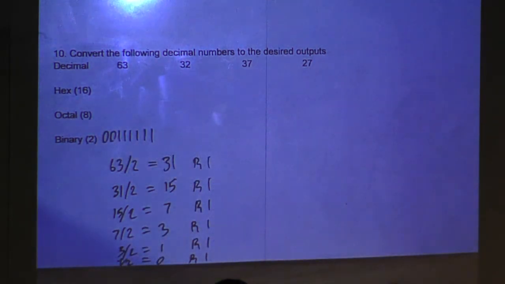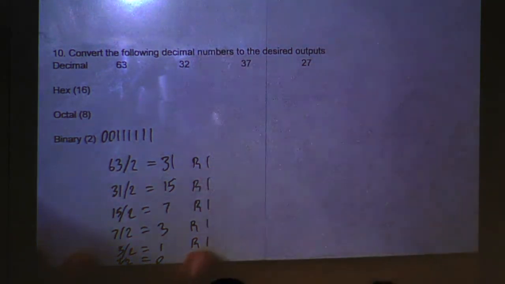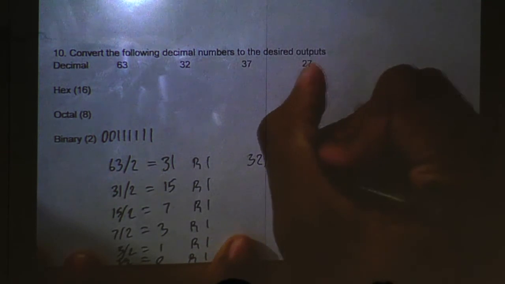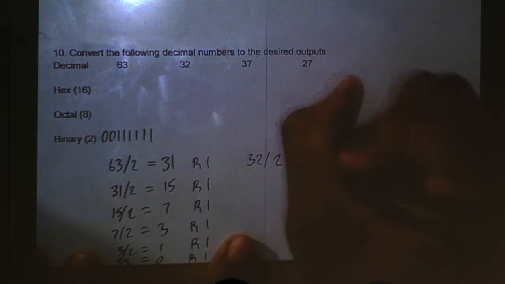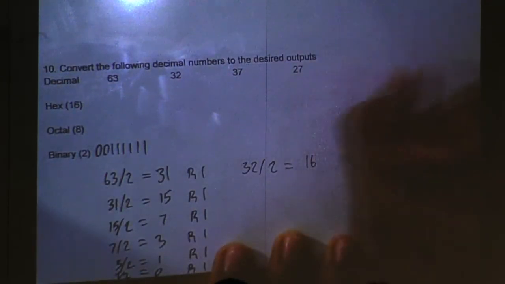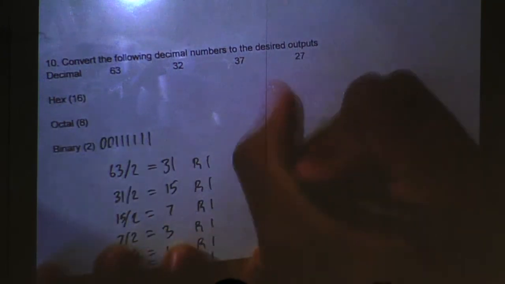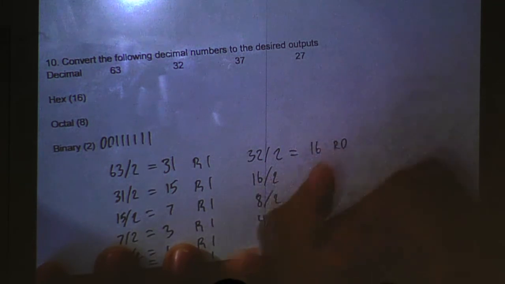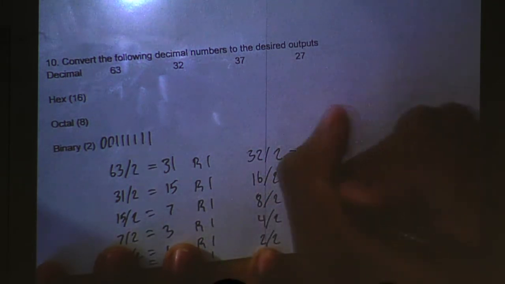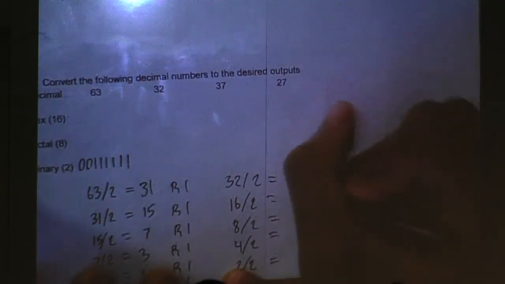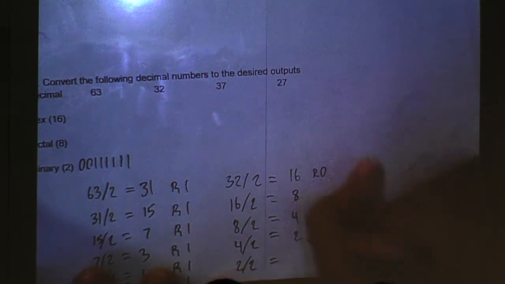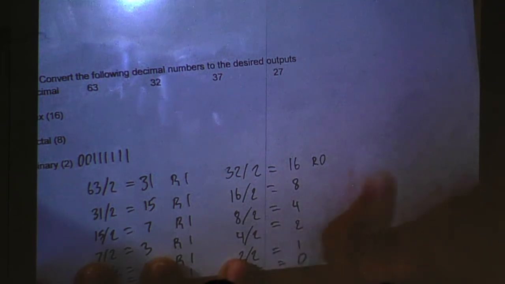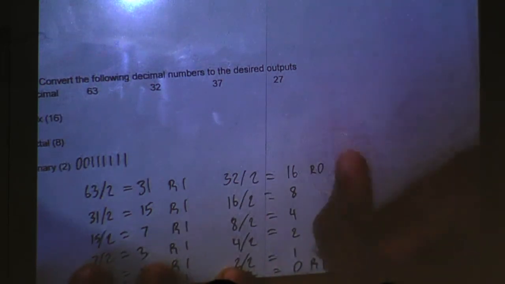Okay. So then we're going to do 32 here. 32 is simpler. You do 32 divided by 2, which gives you 16, remainder 0. 16 divided by 2, 8 divided by 2, 4 divided by 2, 2 divided by 2. That gives you 8, 4, 2, 1, and then 1 divided by 2 is 0, remainder 1.